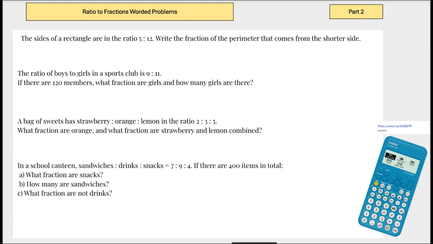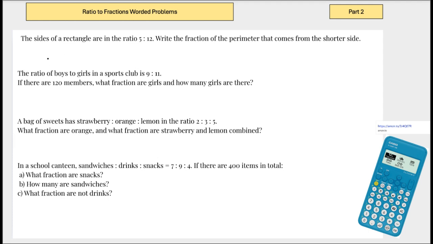Folks, this is part 2 of my ratio to fractions worded problems. It's when we get a ratio question and they want you to answer as a fraction. You would have had a fair idea of how to tackle these anyway from watching part 1, but for part 2, there's just a few more components.